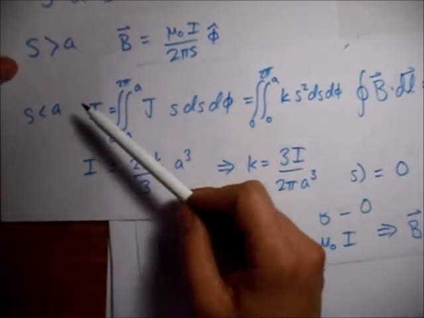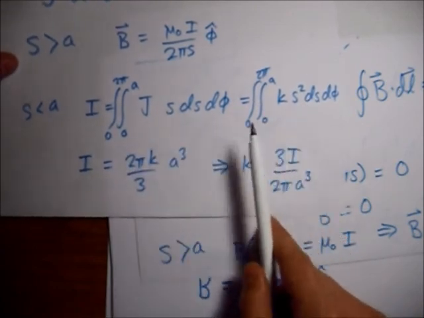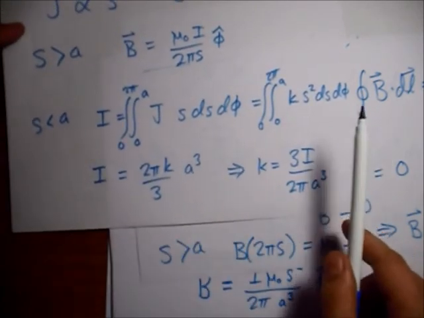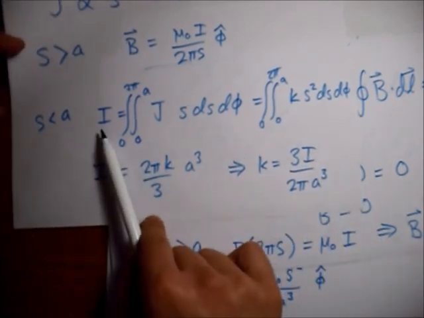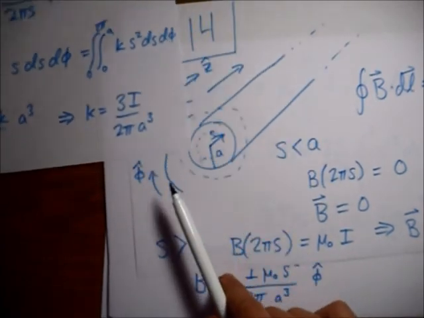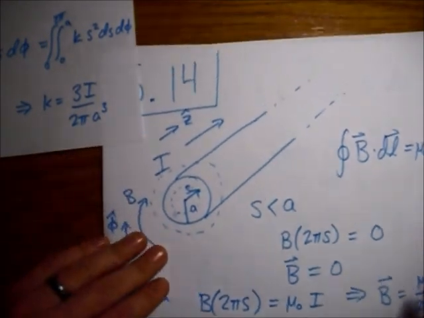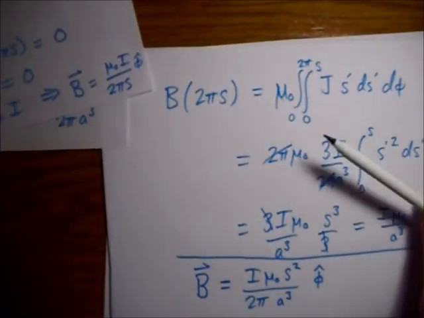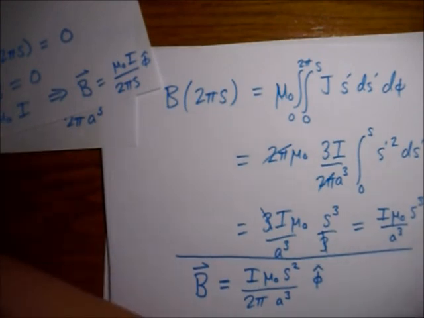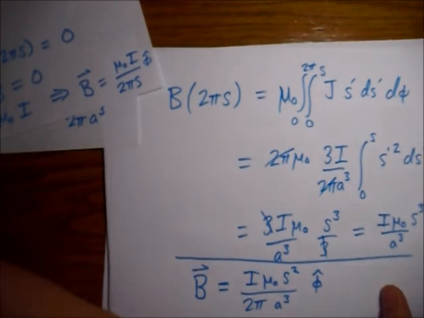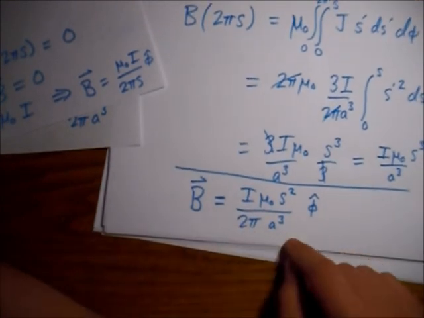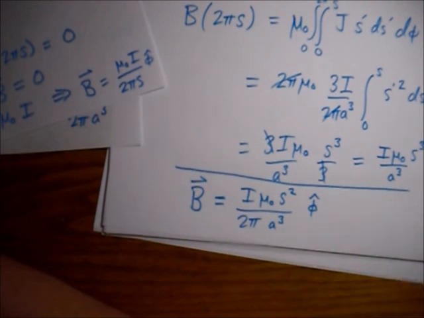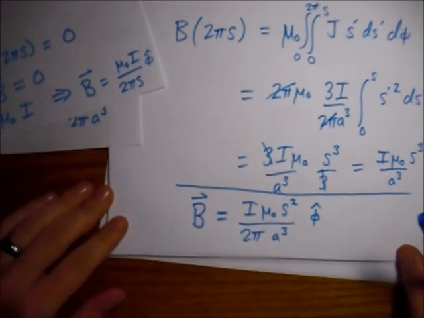We had to first find out what K was by doing the integral over the full cross-section and setting that to I. So then we got K in terms of I, and then plugged that in when, instead of integrating over the entire cross-section, we integrate only over the cross-section on the inside of our Ampérian loop. In that way, we're able to find the magnetic field on the inside of the wire for this current, which is proportional to S. So there we go. We're good.